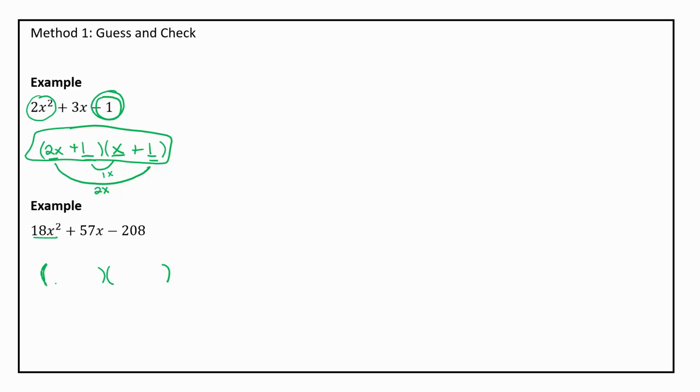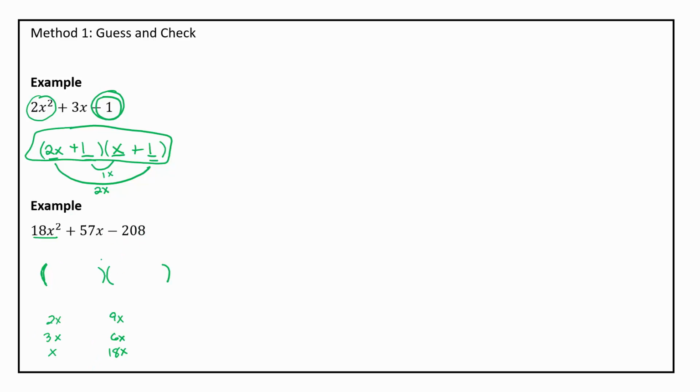I can do 2x and 9x, or I could do 3x and 6x, or I could do x and 18x. Or I could have them flipped around and have the 9x first, or the 6x first, or the 18x first. So already that's 3 or 6 different scenarios that might be the case.